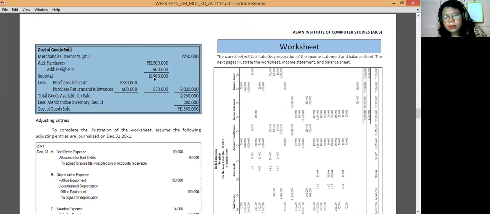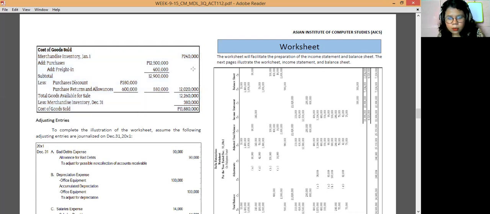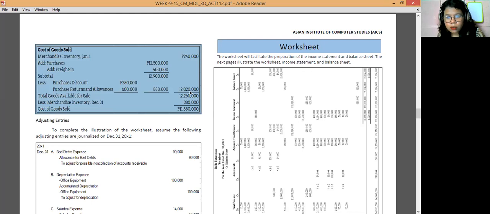So dapat, okay, ito yung susundin natin. Okay? So, total natin, pag sinabing add, syempre, i-add mo. Then, last natin daw yung mga purchase discount natin and purchase return and allowances. So, 880,000. Then, ililess mo po ito. 12,900,000 less mo yung 880,000. Worth is 12,020,000. Okay? Then, total goods available for sales is 12,260,000. Bakit? So, 240 plus mo yung 12,020,000. So, kaya siya naging 12,260.